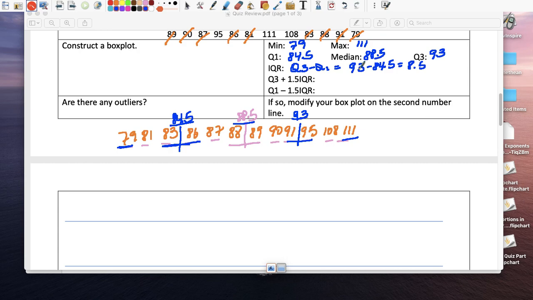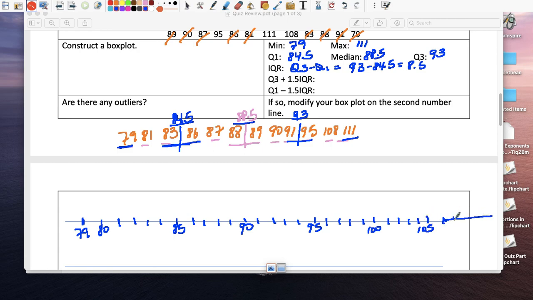And I'm going to draw the box plot without worrying about the outlier for now. So let's put that in. So let me just draw one. 79, 80, 81, 82, 83, 84, 85, 86, 87, 88, 89, 90. You can go by 5. 91, 92, 93, 94, 95, 96, 97, 98, 99, 100. 1, 2, 3, 4, 5, and hopefully you made it smaller. 6, 7, 8, 9, 10, and 111.